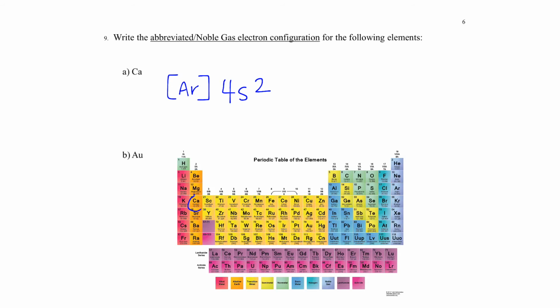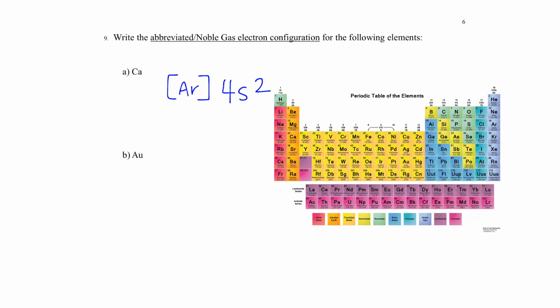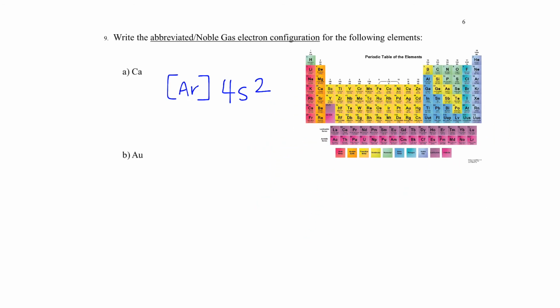Okay. Now for gold, we're going to do the same process. For gold, it's a little bit farther down. So gold is down here. It's the 79th element. Okay, so again, same deal.